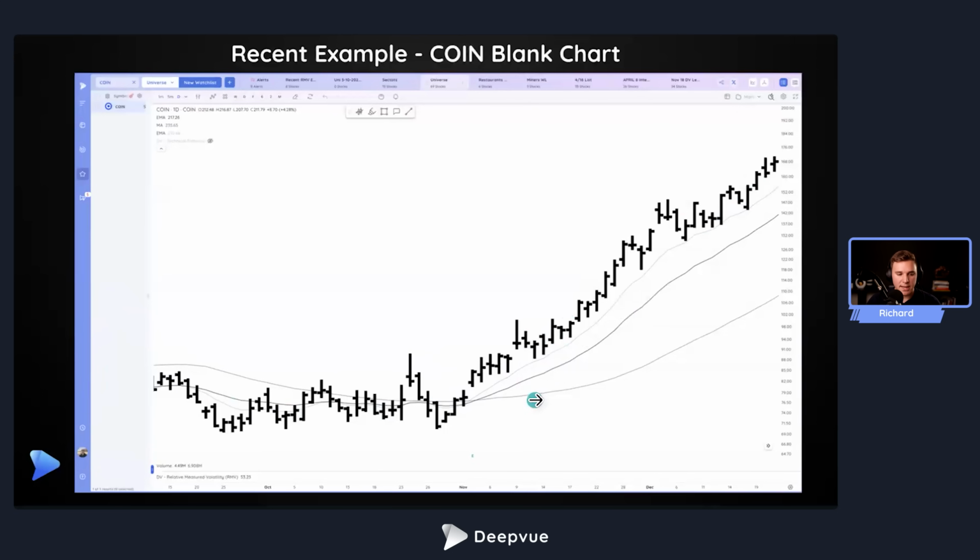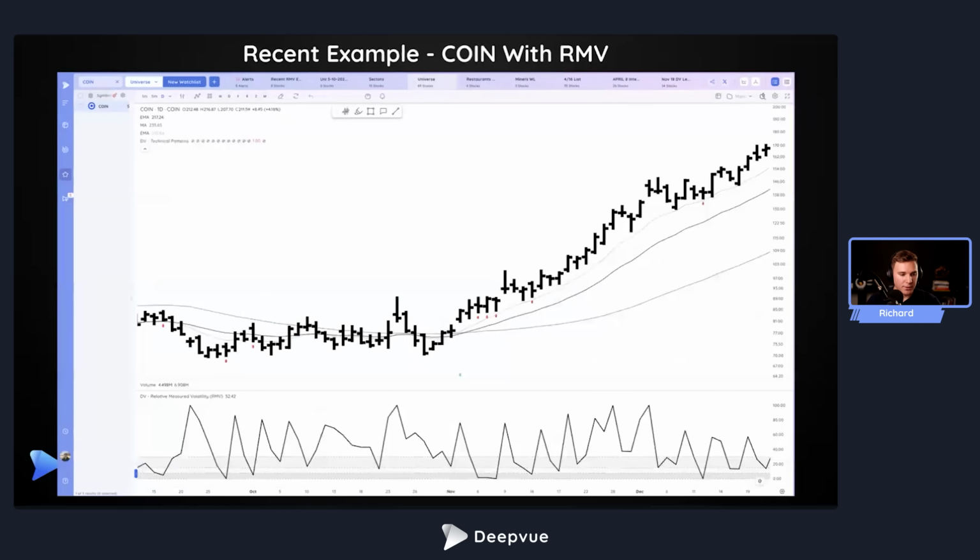the best ideal entry points, but the top traders like Oliver Kell were all over this and able to ride this trend. So how can RMV help us identify those low risk buy points, those ranges where we can manage our risk and look to enter the stock as it explodes upwards? Well, let's see. We've got RMV now. We've got the technical patterns plot here. It highlights these 3 bars, this tight range right before we break out.